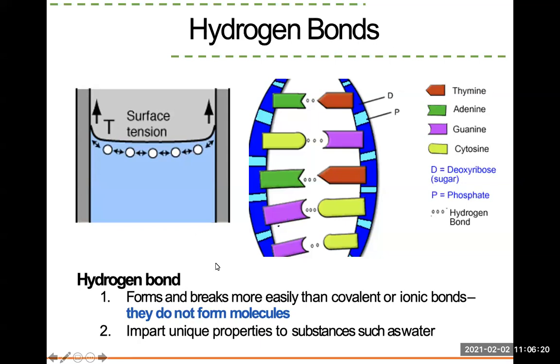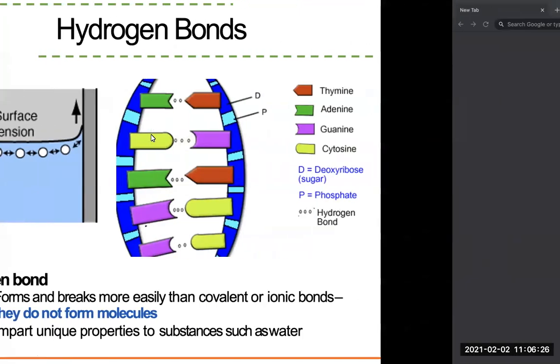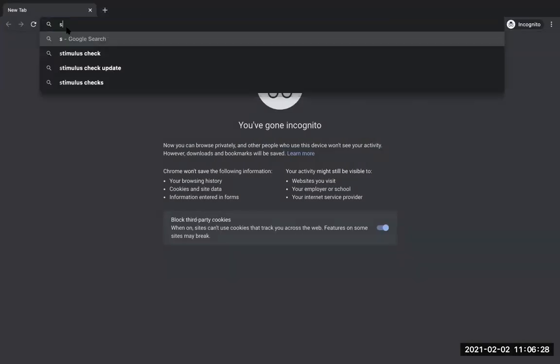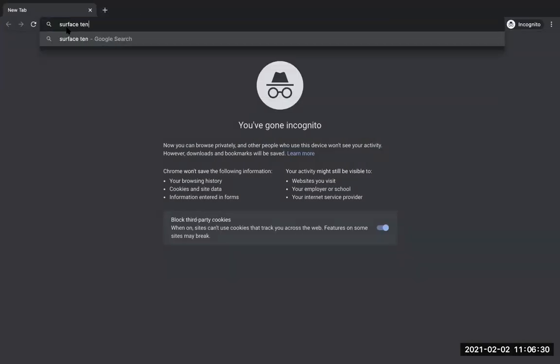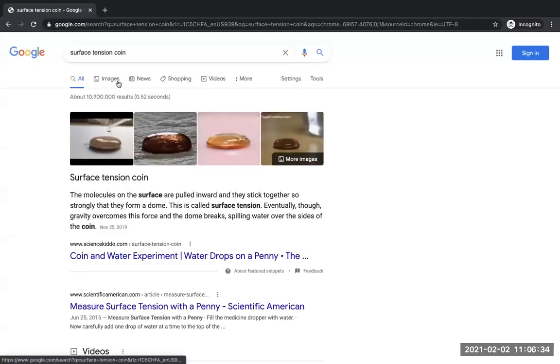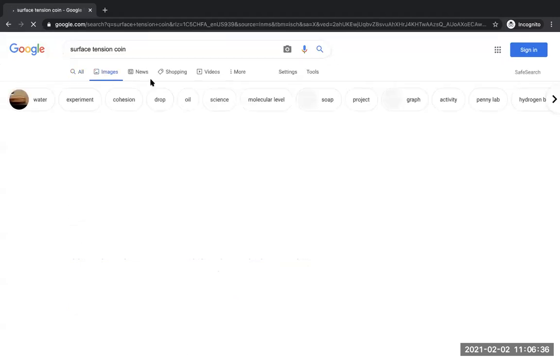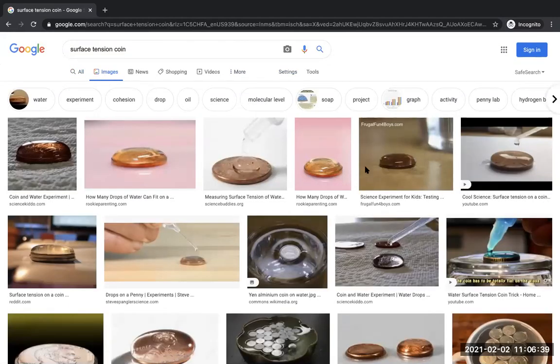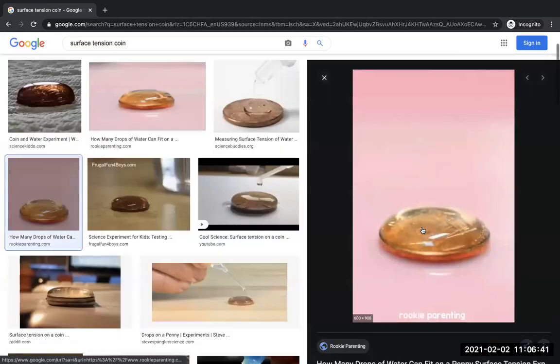So water has some unique properties. Actually, before I do that, let me show you some examples of surface tension. If you have a coin and you start adding water to that coin, before it runs over, it's gonna start collecting on top, if you add it drop by drop. And that surface tension is those weak hydrogen bonds keeping it together.